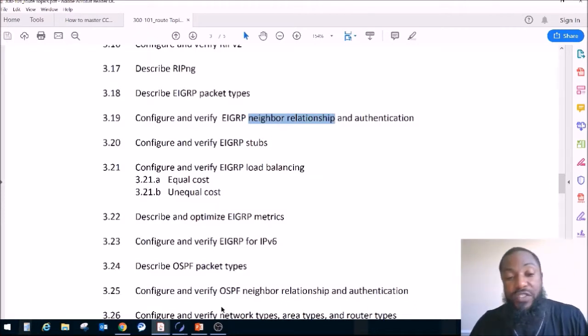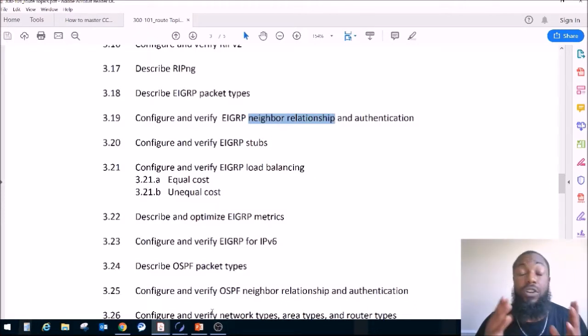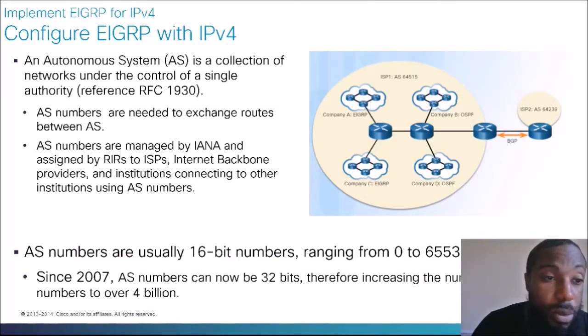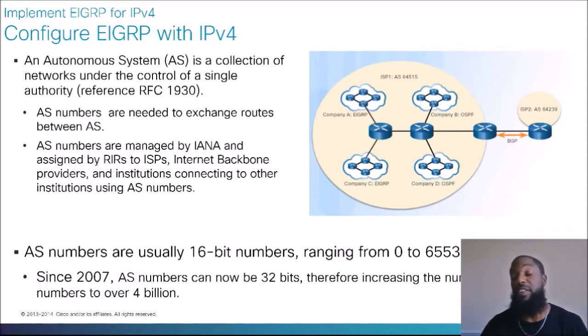I don't have an official definition. We're just basically talking about configuring and verifying. Couple little fun facts for y'all. We're going to be talking about, obviously, configuring EIGRP with IPv4. So we have these EIGRP routers, and we configure them using an AS. And AS stands for, as you can see right there, autonomous system.